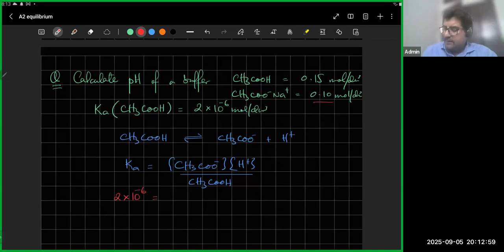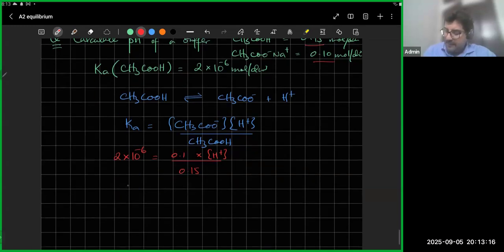I have the ethanoate concentration, which is 0.1, and I have the ethanoic acid concentration, which is 0.15. It's given here, that's 0.15. And all I need now is the H plus concentration. So using that K expression, I will be able to figure out the H plus concentration. Tell me what you get for this. Do you have a calculator with you? 2 times 10 power minus 6 times, I think 15 over 10, right? Yeah, what do we get?